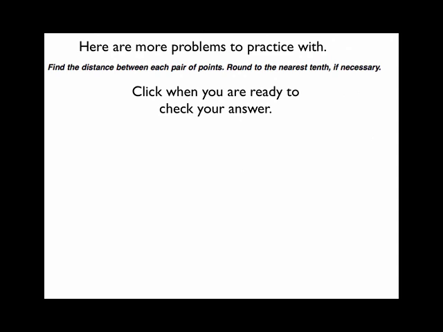Here are more problems to practice with. Find the distance between each pair of points, rounding to the nearest tenth if necessary. Go ahead and pause the movie here. Perform the distance formula with these two points, and go ahead and play again when you're ready to check your answer. Did you get 2? Let's go on to the next one. Again, please try the problems on your own. Pause the movie until you're ready to check your answer, and then hit play again.